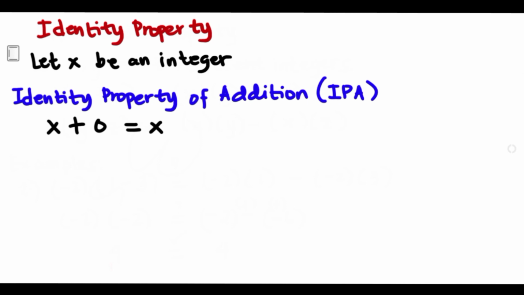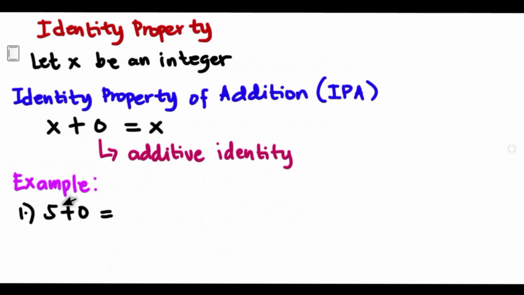So, now we go to the next property of integers. That is the identity property. So, let x be an integer. So, here, we have what is called the identity property of addition. So, for example, x plus 0 is equal to x. So, whatever number we add to 0, the answer is still that number. So, 0 is called the additive identity.